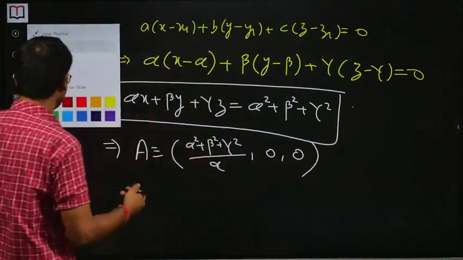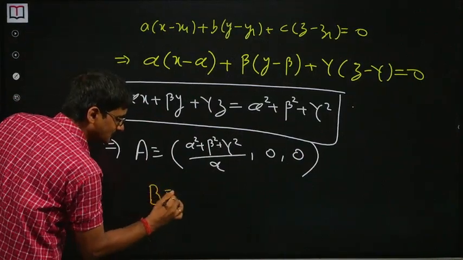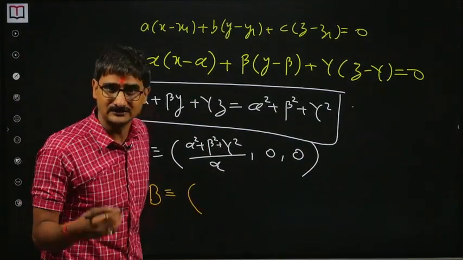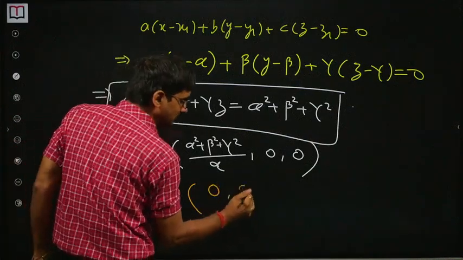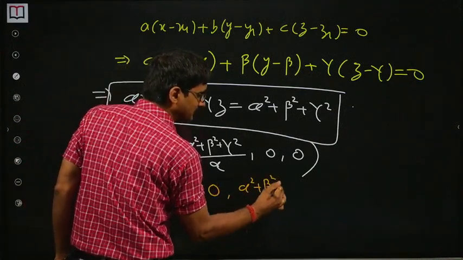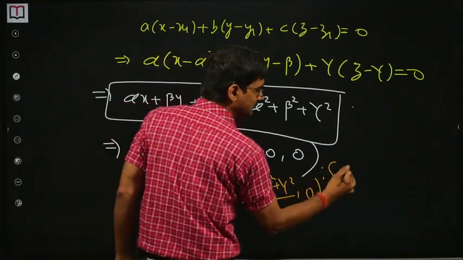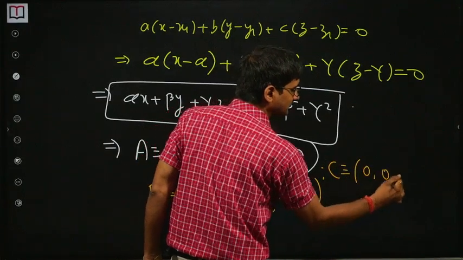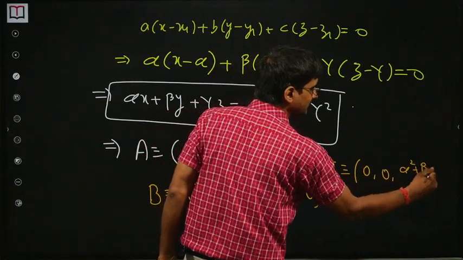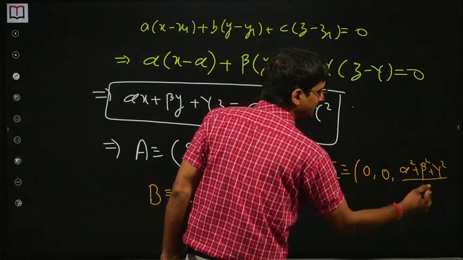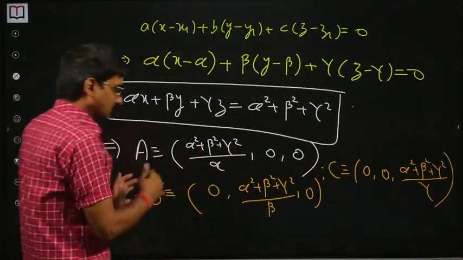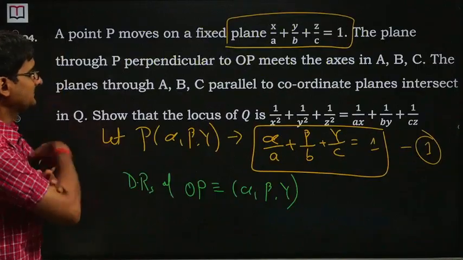So likewise, can we write it directly for the y-axis? The x and z coordinates are going to be 0. So it will be 0 comma alpha square plus beta square plus gamma square by beta comma 0, and similarly C will be 0 comma 0 comma alpha square plus beta square plus gamma square by gamma. So that's it. Now let's move to the next part.